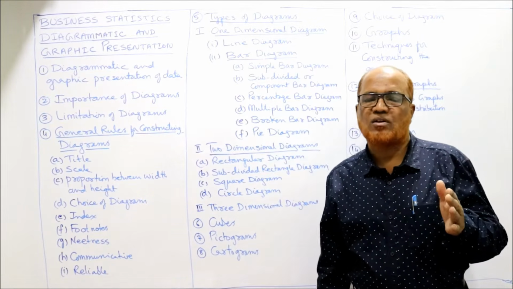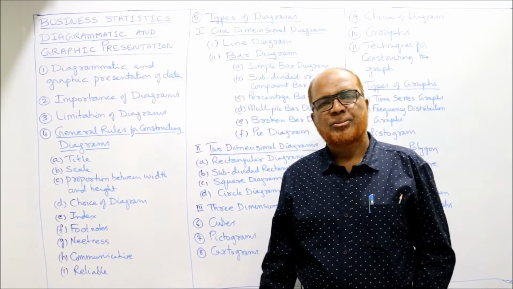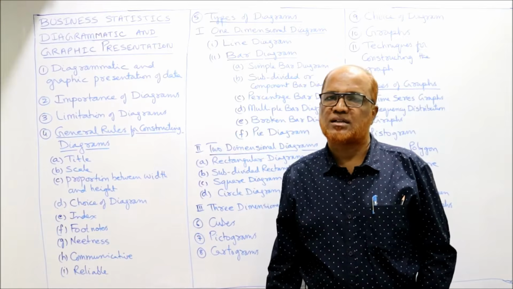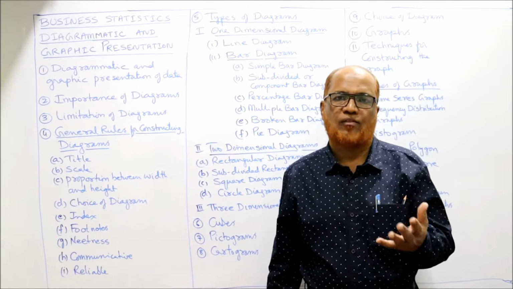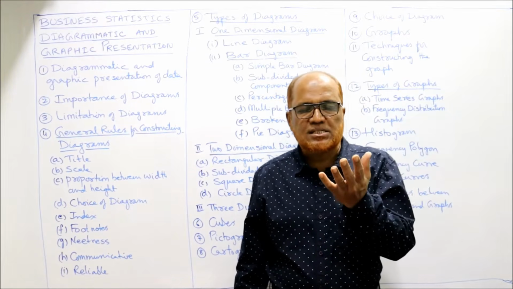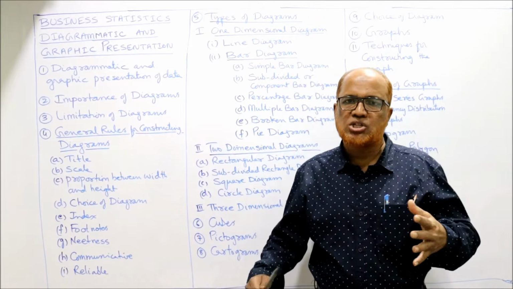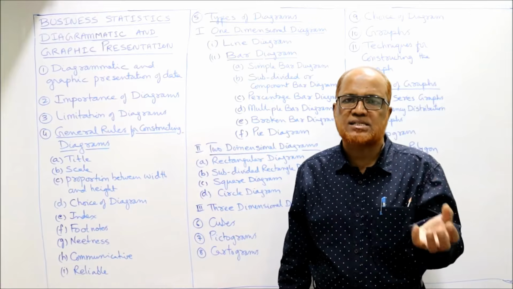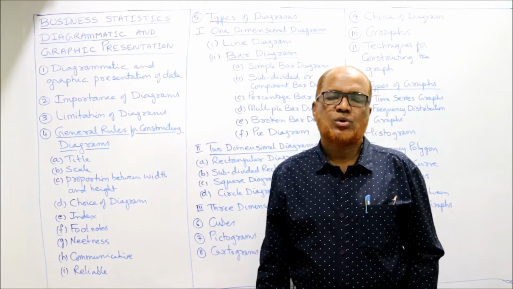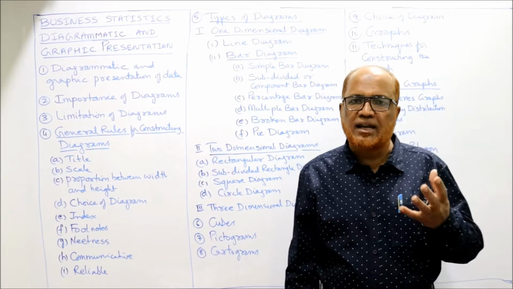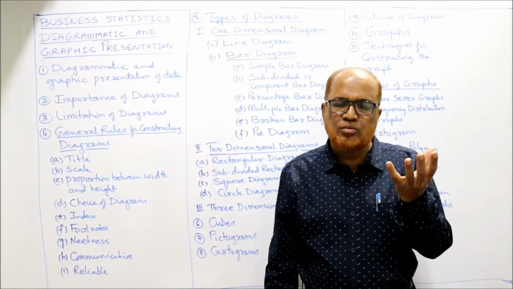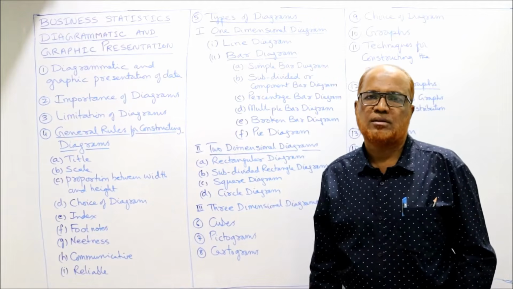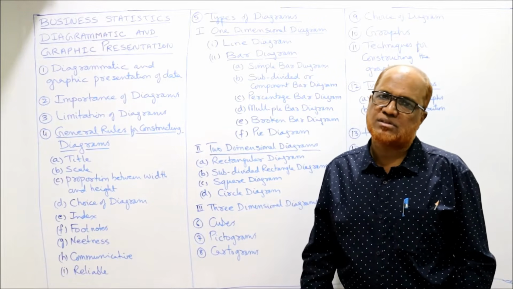One of the functions of statistics is to condense the data, to simplify the huge quantitative data into a more understandable form. So the function of statistics is to condense large, huge data, make it small, make it understandable. In order to achieve the objective of condensing the data and making it more understandable, we make use of diagrams and graphs.